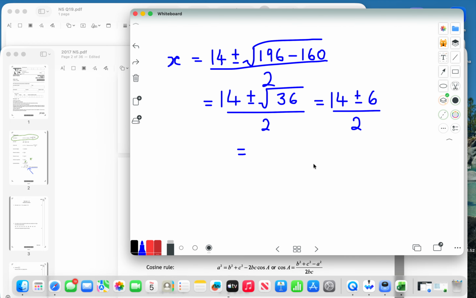I actually want to show that step. So we have 14 minus 6 over 2, or 14 plus 6 over 2. And once again, we get 4 or 10.